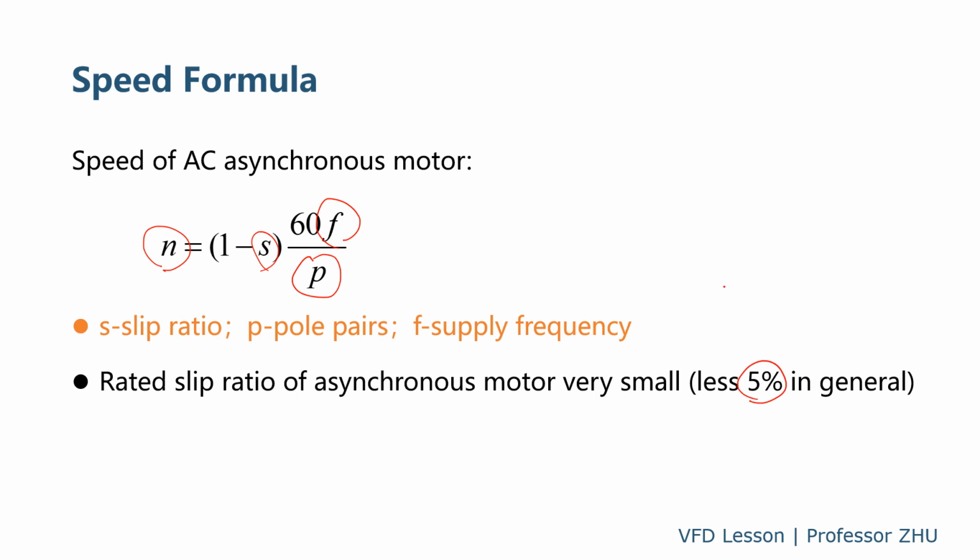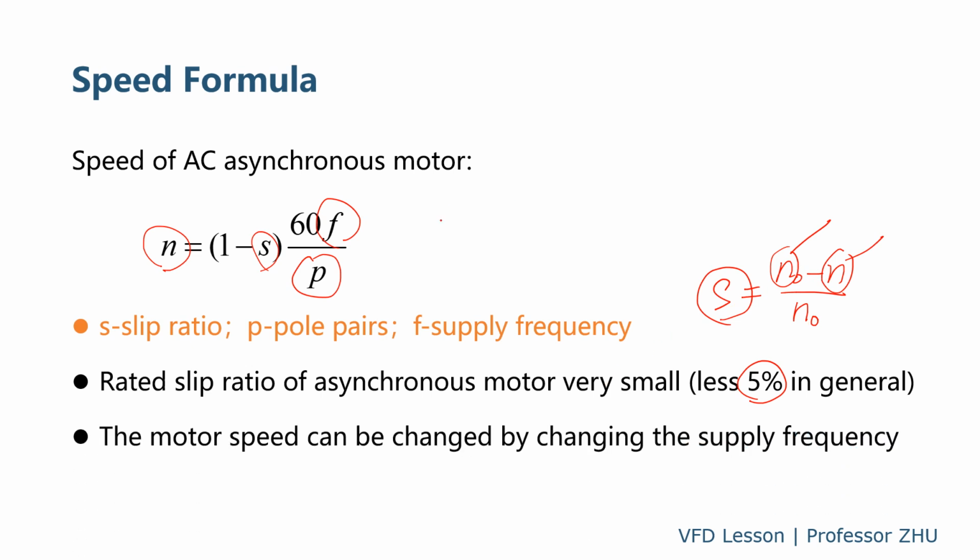Actually, the formula for the slip is like this. N is the motor speed, and this is the motor synchronous speed. So the slip S is the percentage: the difference between the motor speed and the synchronous speed, divided by the synchronous speed of the motor.